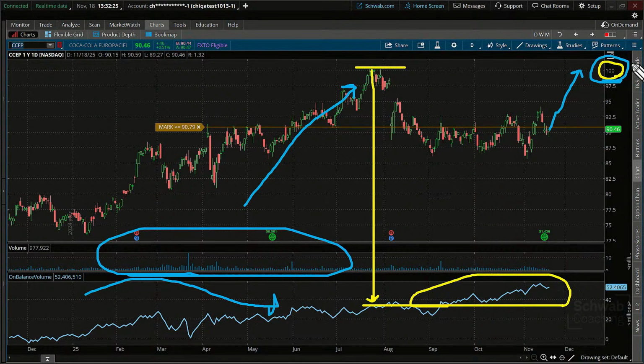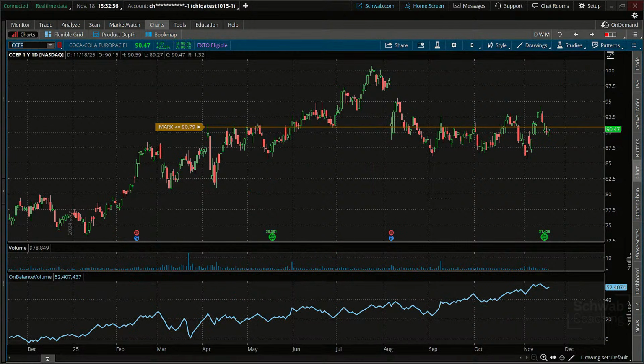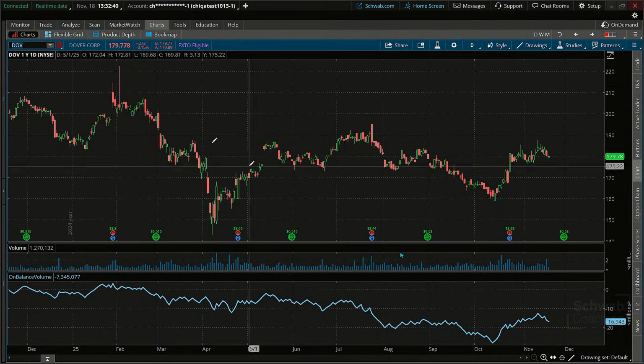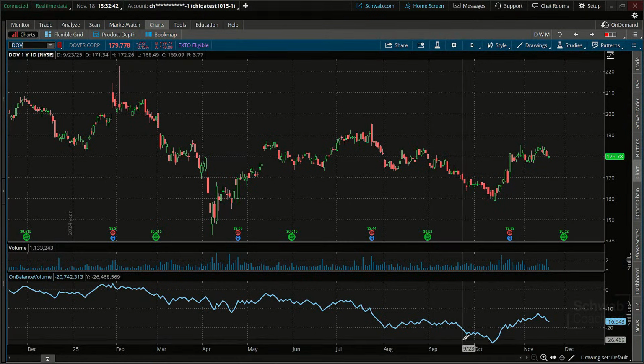So that comes back into what I was saying, what we're looking at here. If we were to kind of bounce off this level, maybe 98 or so, according to unbalanced volume, we should take out 100. That is a really, really cool principle that we have. We're going to do the exact same thing over here with Dover, and I'm going to highlight this.